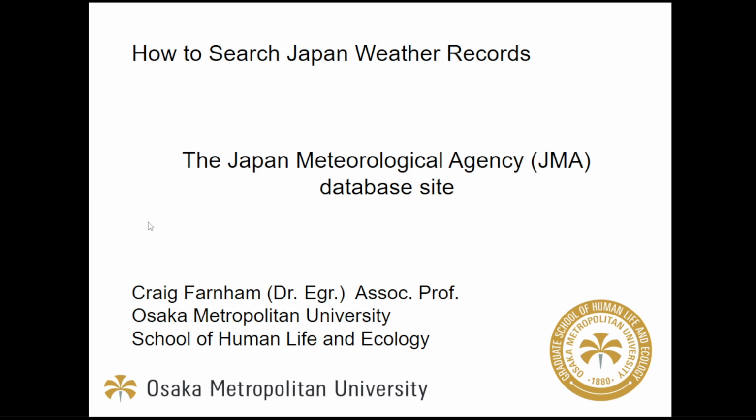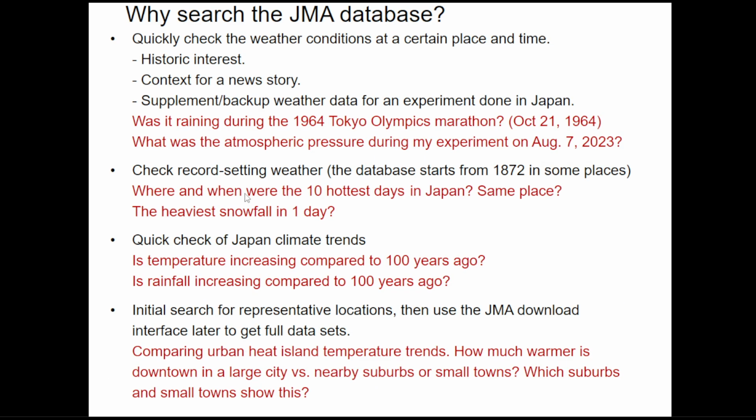Today I want to show you how to search Japan weather records on the Japan Meteorological Agency database site. So why search the JMA database? This is opposed to downloading datasets. Mainly, you want to quickly check the weather conditions at a certain place and time instead of a whole dataset. Might be historic interest or context for a news story. For example, maybe you want to know, was it raining during the 1964 Tokyo Olympics marathon?